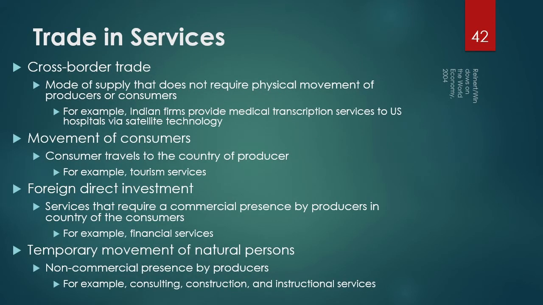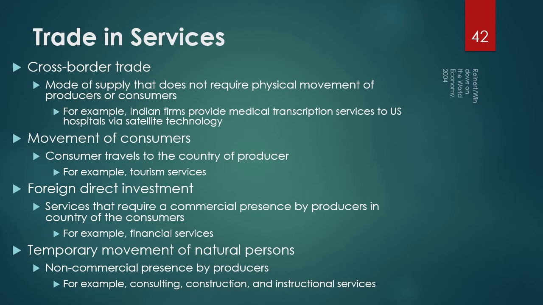And so it defined trade in services as occurring in one of 4 modes. First mode is cross-border trade. Second mode is movement of consumers. The third mode is foreign direct investment, or FDI, that we've touched on several times in this class. And the fourth mode is the movement of natural persons. And so with cross-border trade, it's a mode of supply that does not require actual physical movement of producers or consumers.